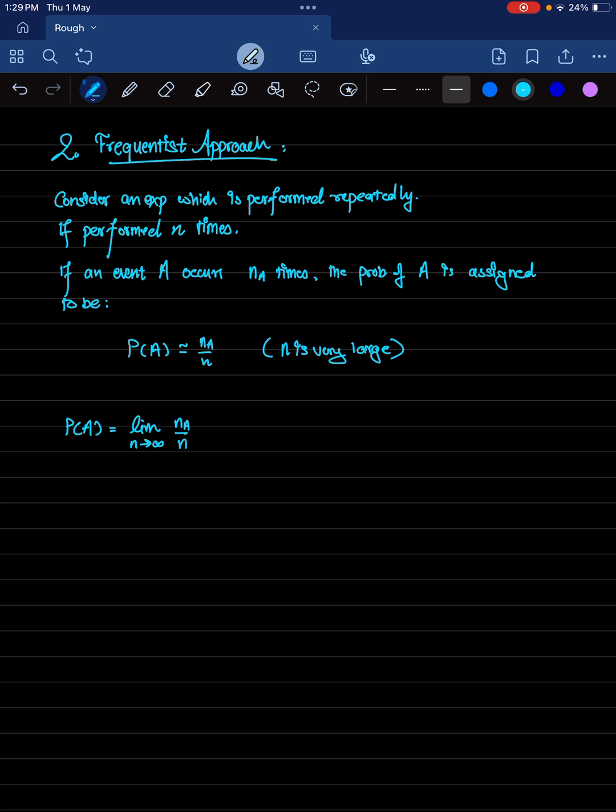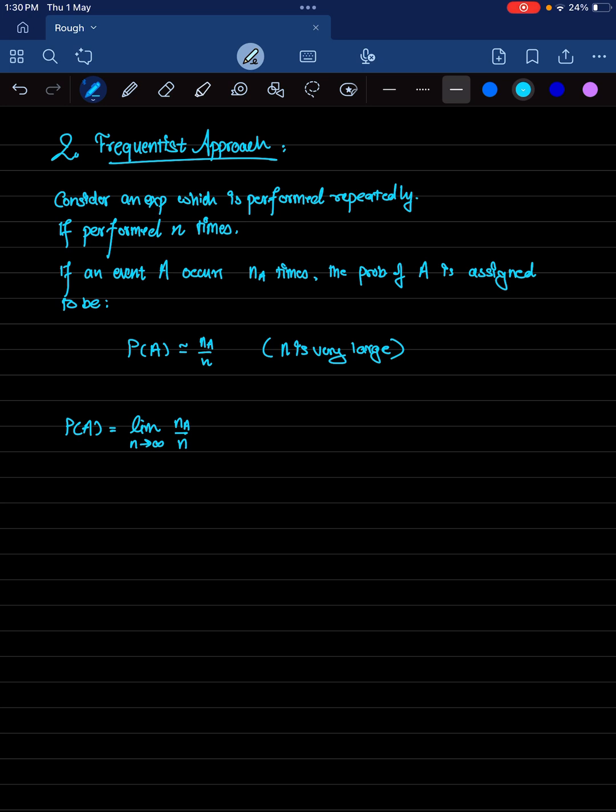And you might say, okay, so 1 by 6 is the probability. But no, that is the probability according to the classical approach. The classical approach assumes that 1, 2, 3, 4, 5, 6 are all equally likely. And so because they are equally likely, the probability of each of those numbers is 1 by 6 according to the classical definition of probability. But the frequentist approach does not assume all outcomes are equally likely.